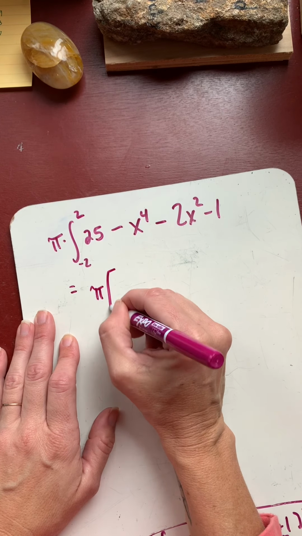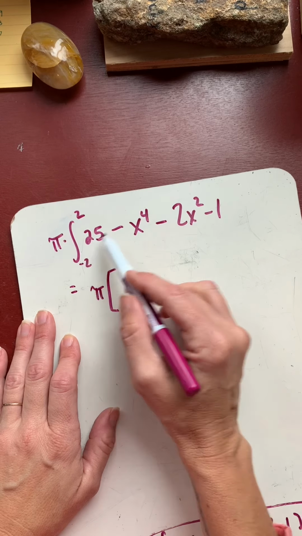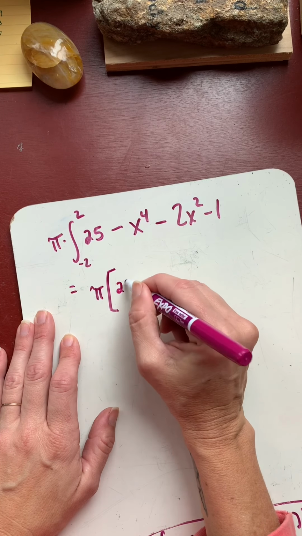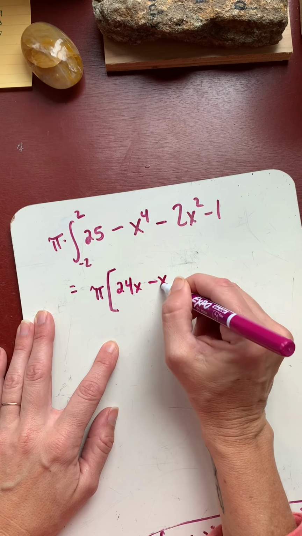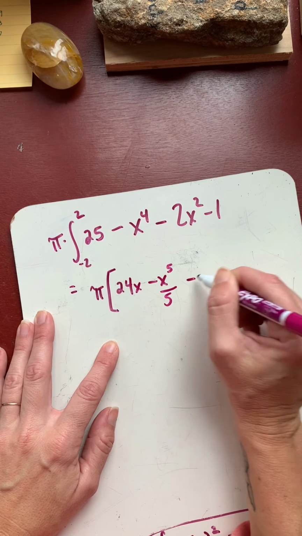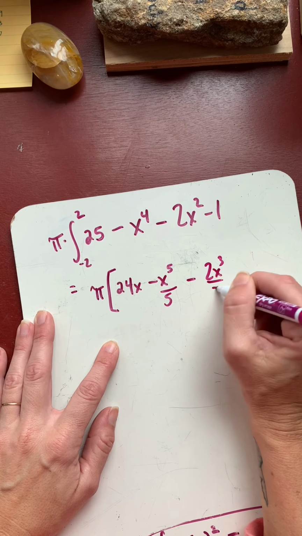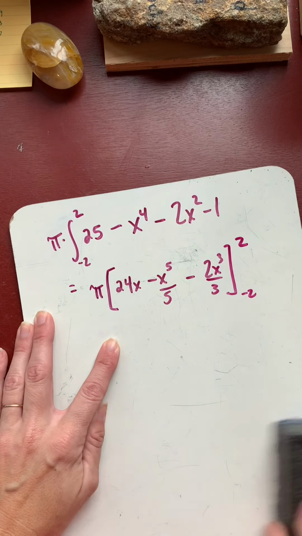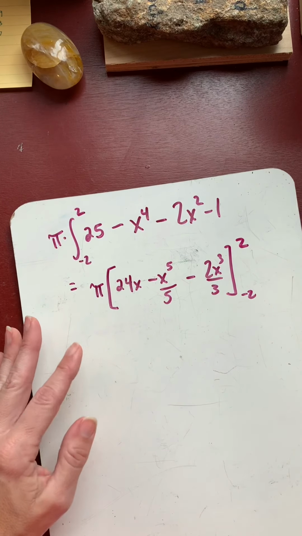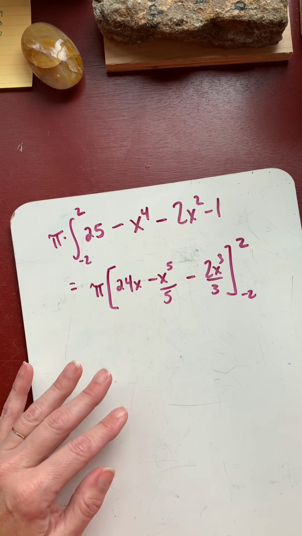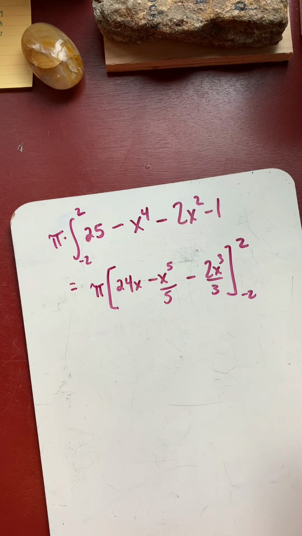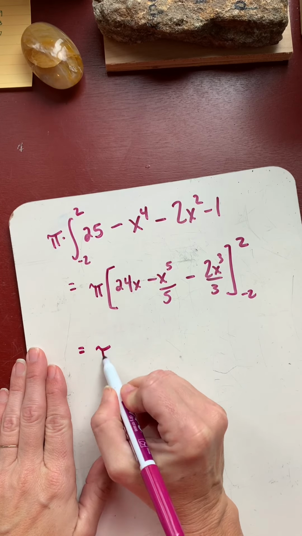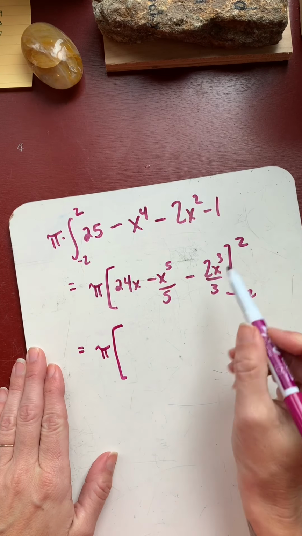Okay, so we are going to have pi times, let's integrate this. 25 minus 1 is 24, so we're going to have 24x minus x to the 5th over 5 minus 2x to the 3rd over 3. This is all evaluated from -2 to 2. I can already hear you going, why would I not use a calculator? You've got a good point. We'll finish this one by hand and we'll use a calculator for the next.